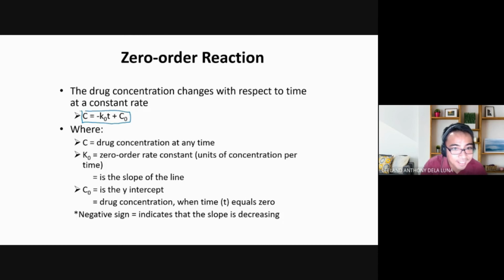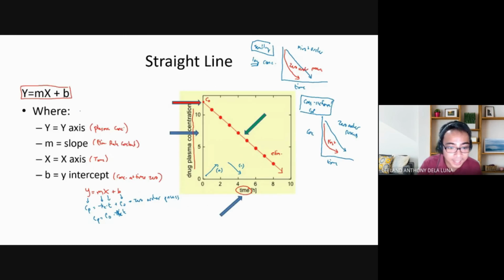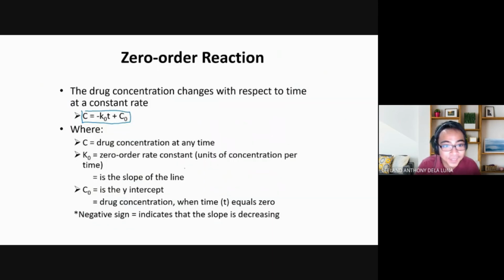Correct? Okay. So class, that is the formula we use for zero order process. So similar to this one. So here it is. Alright? So where did this formula come from? This formula came from y equals mx plus b, the formula of a straight line. Okay? Now, take note, because a zero-order process is a straight line on a graphing paper. This formula is applicable to a straight line on graphing paper. Are we clear? Again, class, very important.